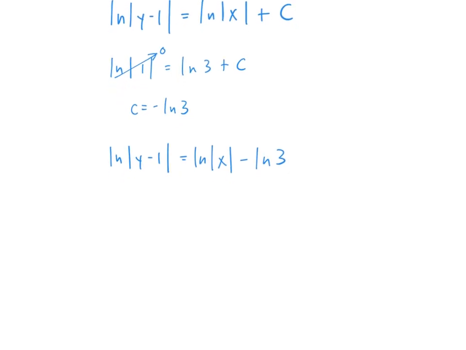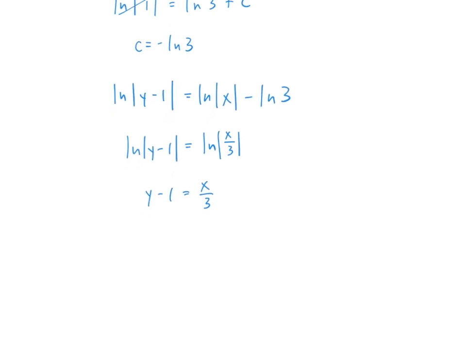Okay, we can do this different ways. I'm going to combine these using that rule of logs. When you subtract two logs, you can divide them. And now the only way that these two things equal each other, they're both ln's, is if the insides equal each other. So we have y minus 1 has to equal x over 3. And that's it. Then just solve for y. y equals x over 3 plus 1.